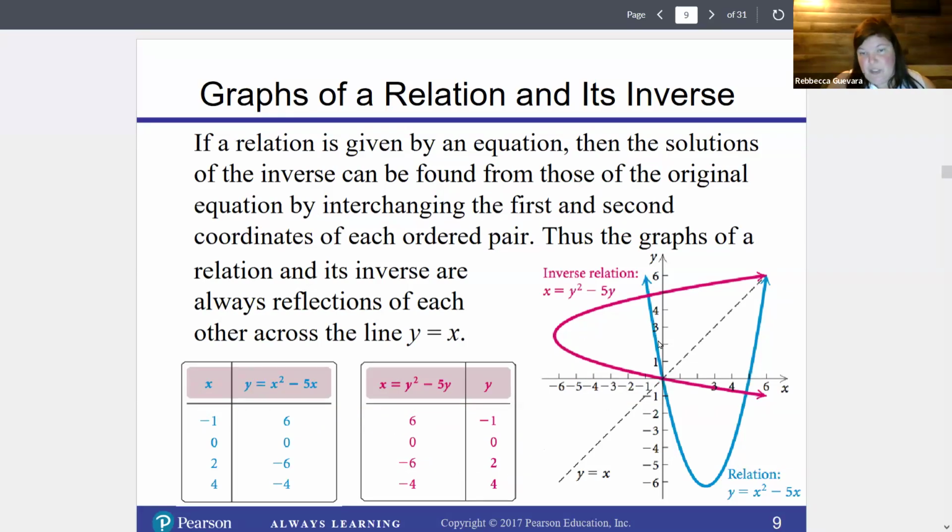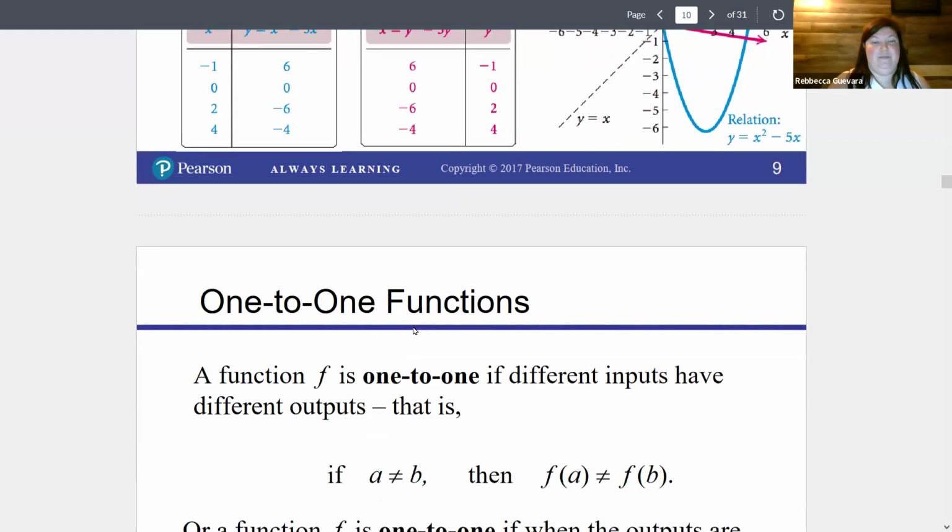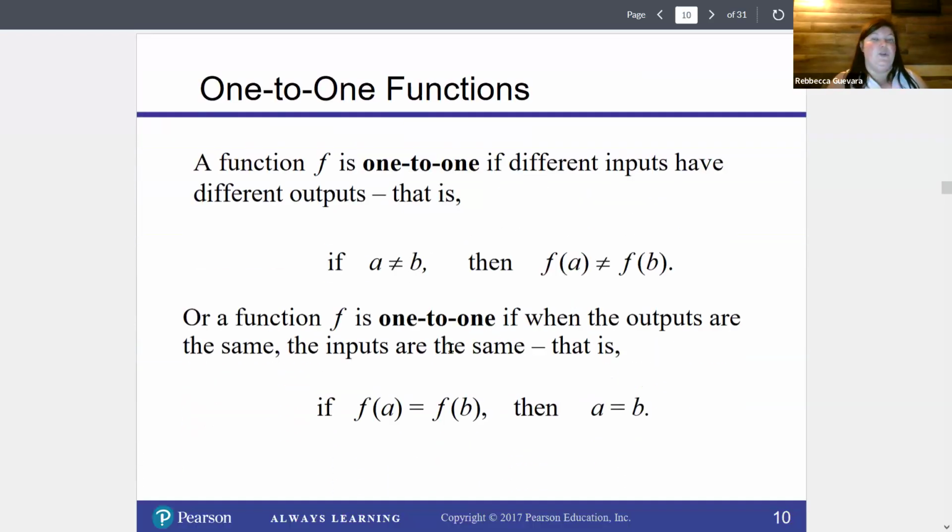So something to notice here is that where the blue line, our original relation, is a function, the inverse relation is not a function. It does not pass the vertical line test. So one of the things we always have to check for to have an inverse function is that the inverse is in fact actually a function. Which brings us to one-to-one functions.